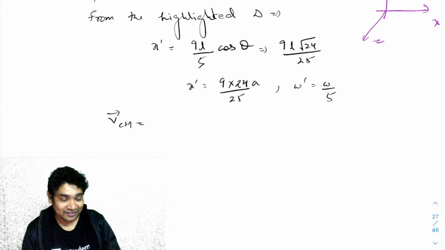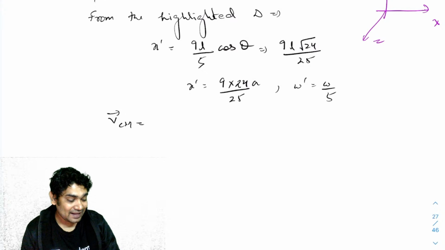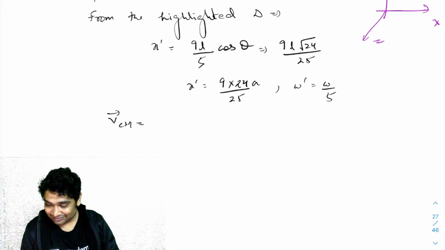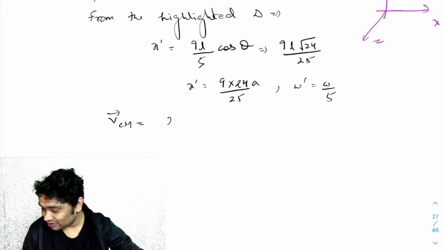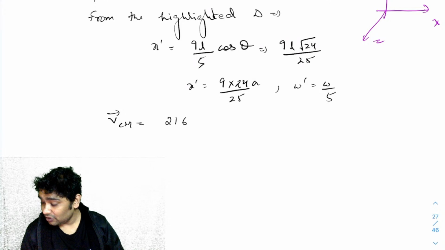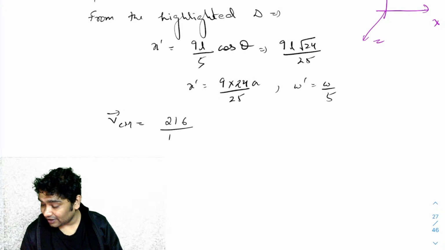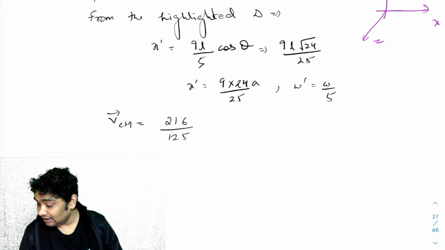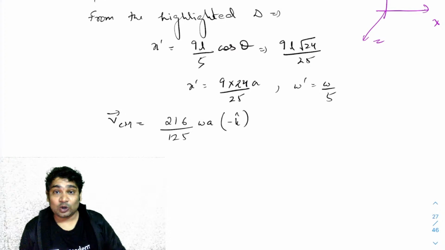Okay, so this is a very, very tricky question. I'll solve slowly and you guys try to follow what I'm doing. And I'll show you the error that is there in all the solutions available on YouTube. What is the error that they have made? This is coming out to be 216 over 25 into 5, that is 125, over 125, and a omega a, and I am having minus k cap. So this is what VCM vector looks like.